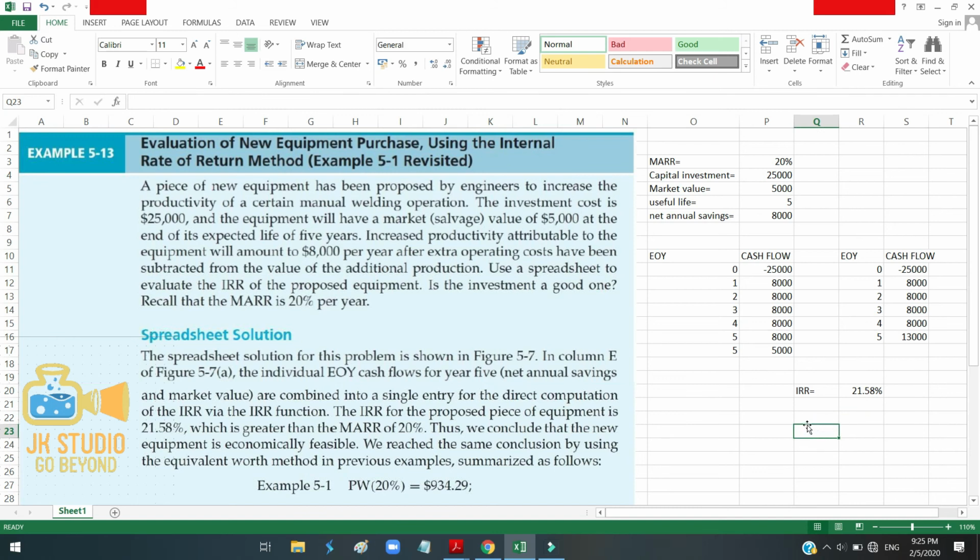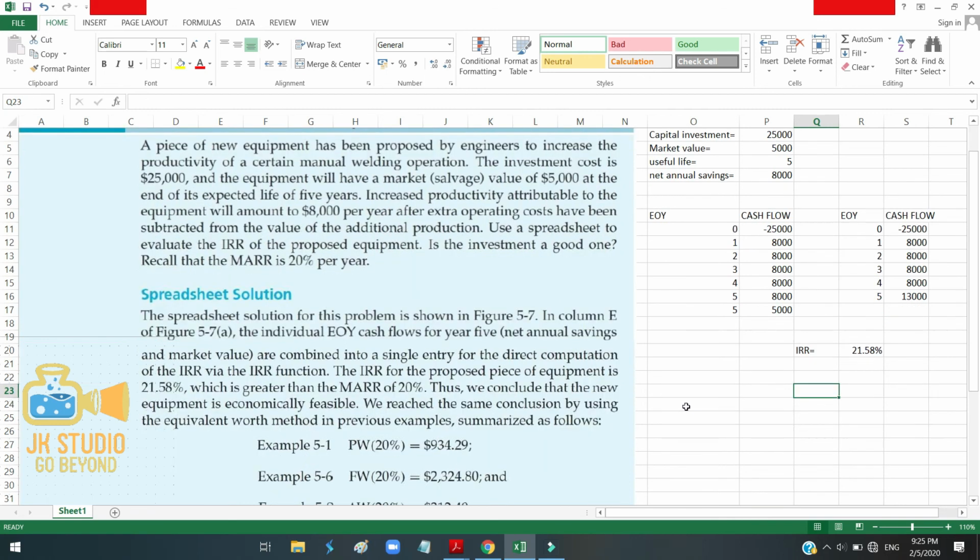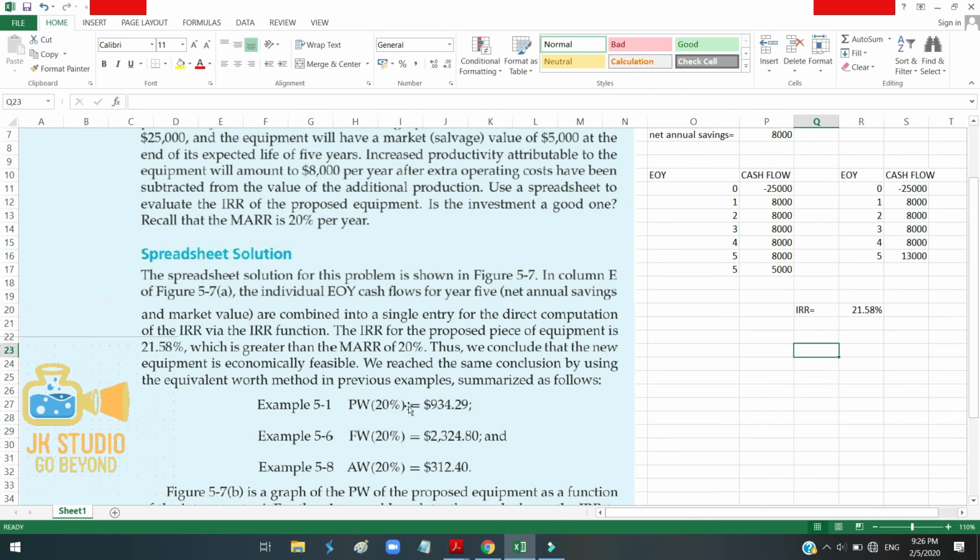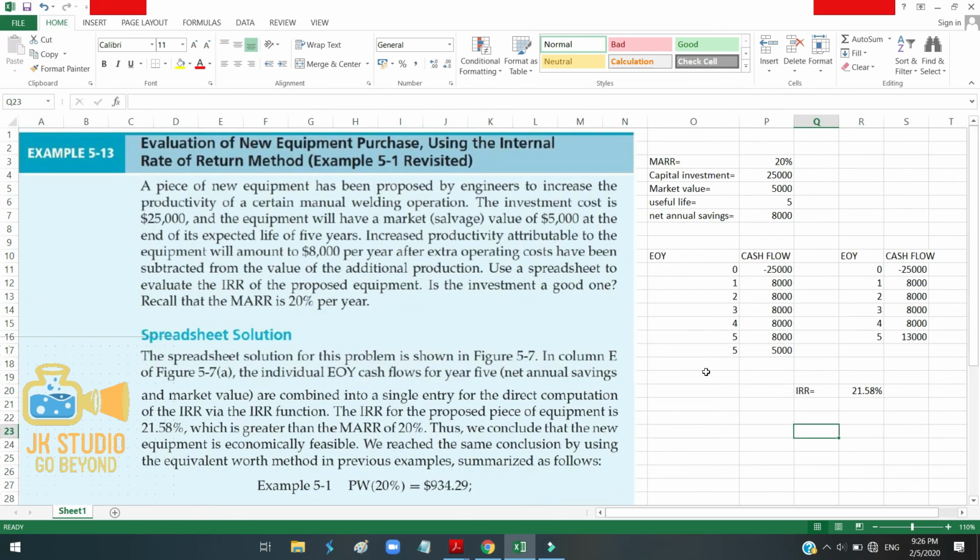It's 21.58%. Correct. So we can conclude that the new equipment is economically feasible because the IRR is 21.58%, which is greater than the MARR, which is 20%. For the previous examples, 5-1, 5-6, 5-8, also the same question, they also prove that it is feasible. Using the IRR method is also feasible.